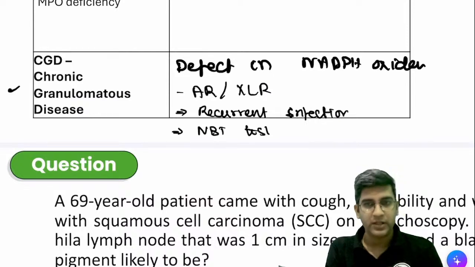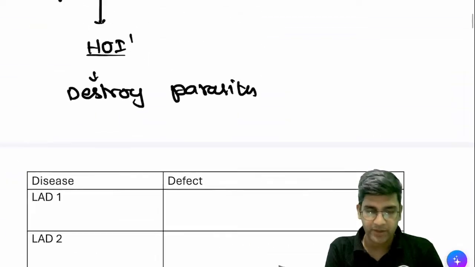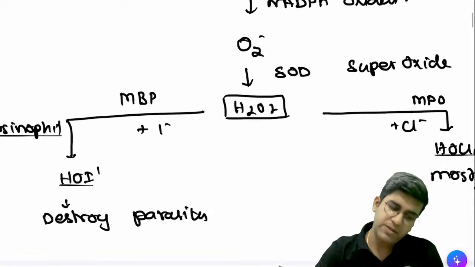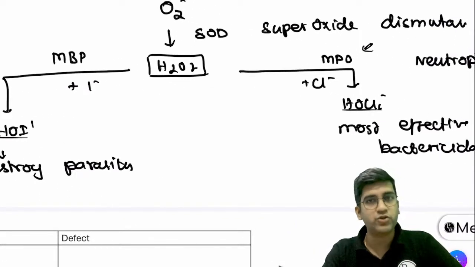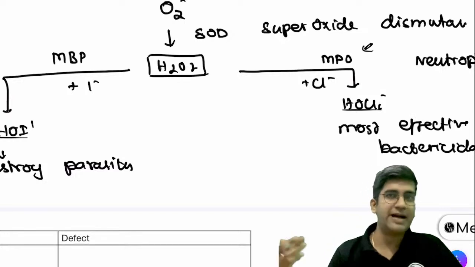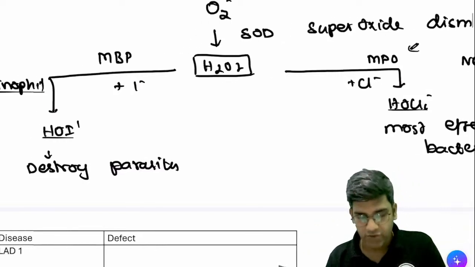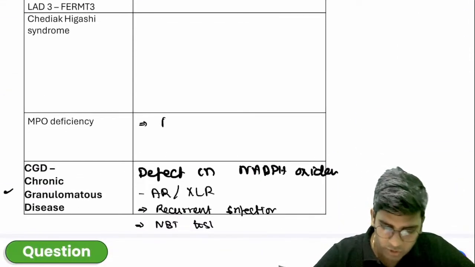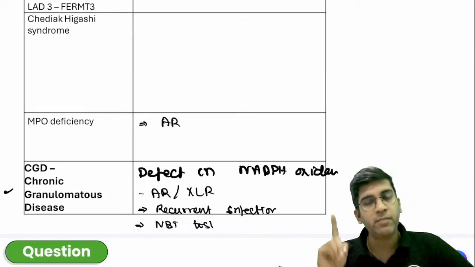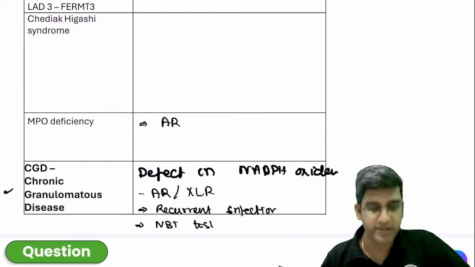Now let's go back to the same thing again. If MPO is not there, will I be able to produce HOCl? No. I'll have a disease. That's MPO deficiency. Bacterial infection cannot be cleared. So I have one more disease which is called MPO deficiency. It's also an autosomal recessive inheritance. Remember, most of the enzymes are autosomal recessive only.